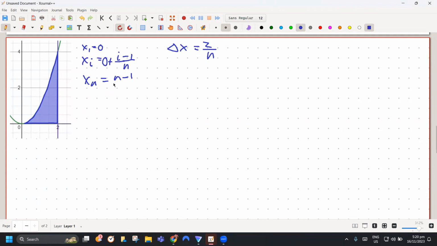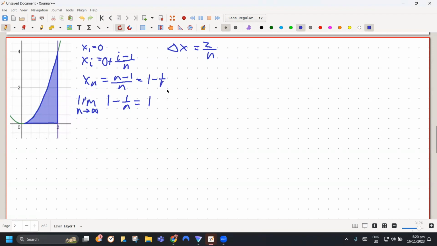Ngayon, in the limit as n approaches infinity, ano yan? Okay. So, naging infinity yan. That's going to be, pagka in-split mo yung fraction, magiging 1 minus 1 over n, di ba? Equals 1.